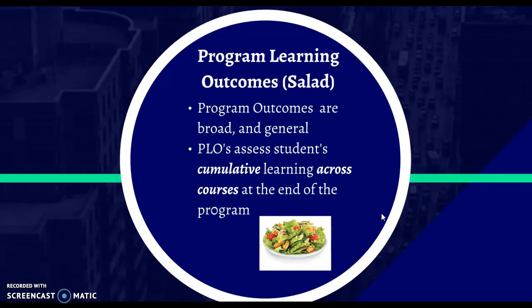Program learning outcomes are big picture. I know this is a corny example, but in this picture of a salad below, think of the salad as being representative of your program. The program outcomes are broad and general. Program learning outcomes, or PLOs, assess students' cumulative learning across courses at the end of the program. Each ingredient of this salad would represent an individual course in your program, and of course the salad representing the bigger picture, which is the program.